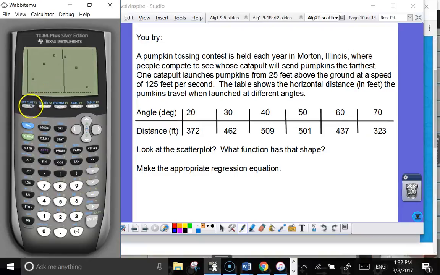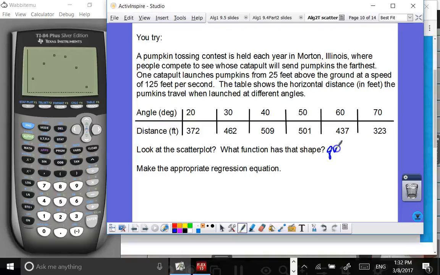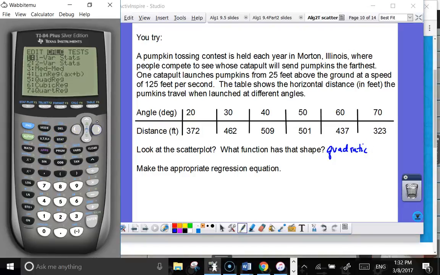It means I still have something on y equals. I need to get rid of those. Clear and clear. Now I go back to the graph. So everybody should have the same shape of graph. Has everybody got it? What shape is it? It looks like a quadratic, right? Because its shape is a parabola. So we're going to have to say quadratic. So when we go to the menu, we're going to go Stat, Calc, and quadratic is number 5. 1, 2, 3, 4, 5.